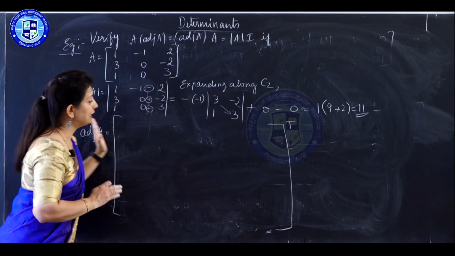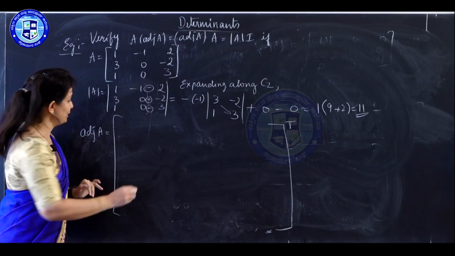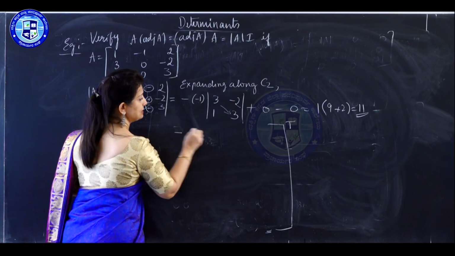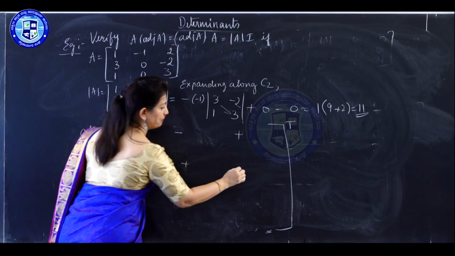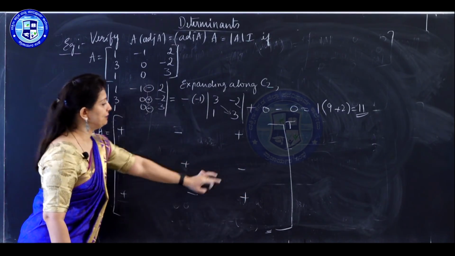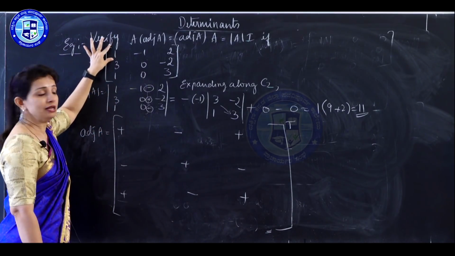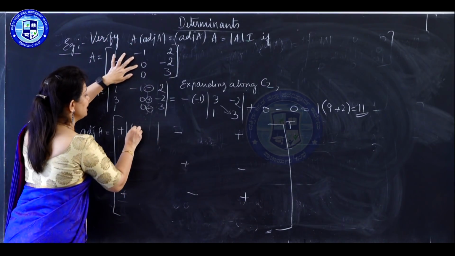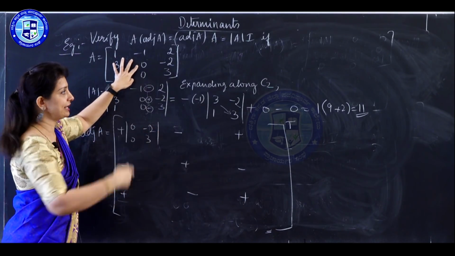You know, diagonally the elements are positive, other 4 elements are negative. So first we write plus, here minus, plus, minus, plus, minus, plus, minus, plus. Diagonally positive, other 4 are negative. Now we are finding the cofactor of each element. Now cofactor of 1. Delete the first row, first column, 0, minus 2, 0, 3. What is the answer? We write later.